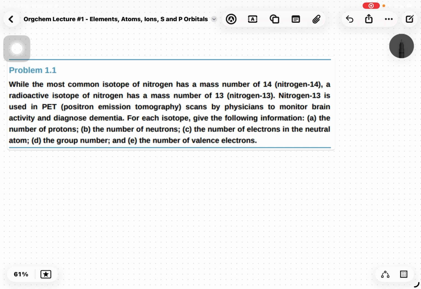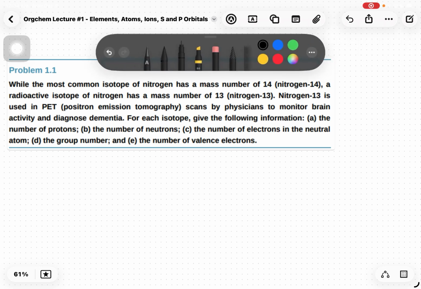So, this problem reads, while the most common isotope of nitrogen has a mass number of 14, a radioactive isotope of nitrogen has a mass number of 13. Nitrogen 13 is used in PET, or positron emission tomography, scans by physicians to monitor brain activity and diagnose dementia. For each isotope, give the following information: the number of protons, the number of neutrons, the number of electrons in the neutral atom, the group number, and the number of valence electrons. So let's go through this step by step.